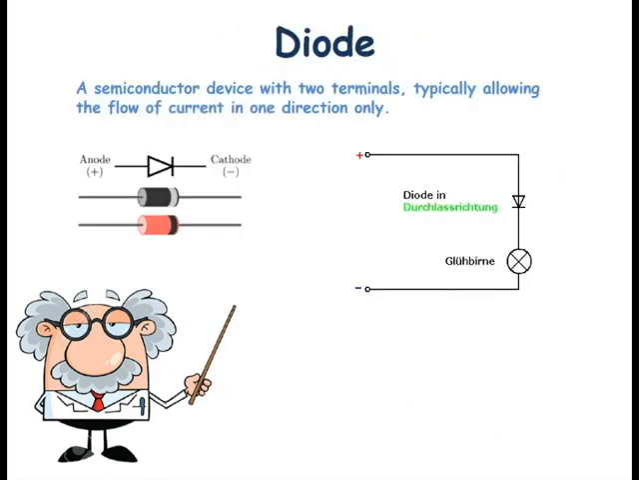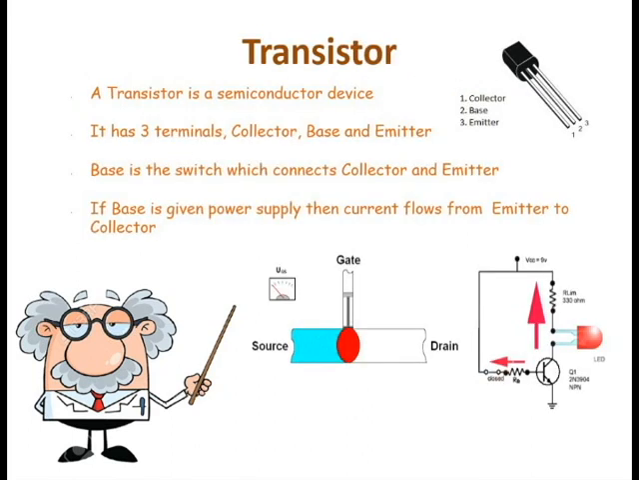Diode is a device that will allow current in one direction and won't allow it on the other side. It has two terminals, anode or positive terminal and cathode or negative terminal. When the anode of the diode is connected to the positive of the battery and the cathode to the negative of the battery, then the diode acts as a conductor. If reversed, it will become an insulator.